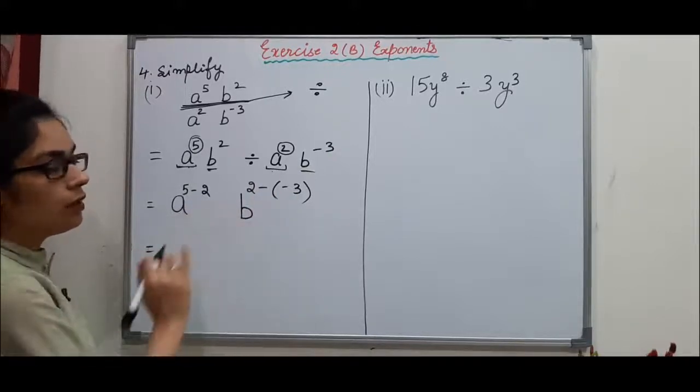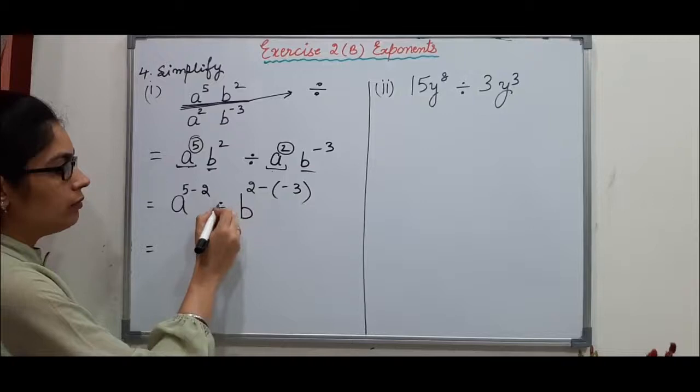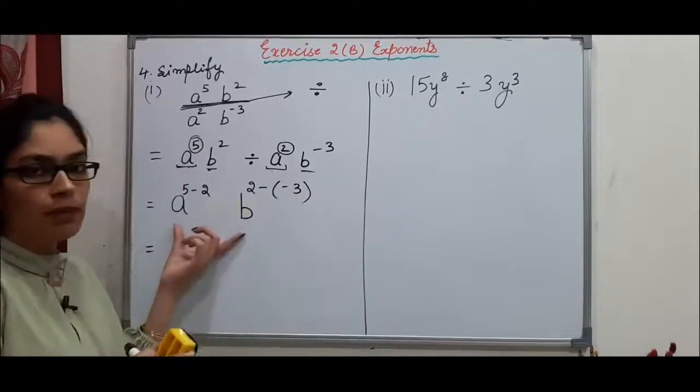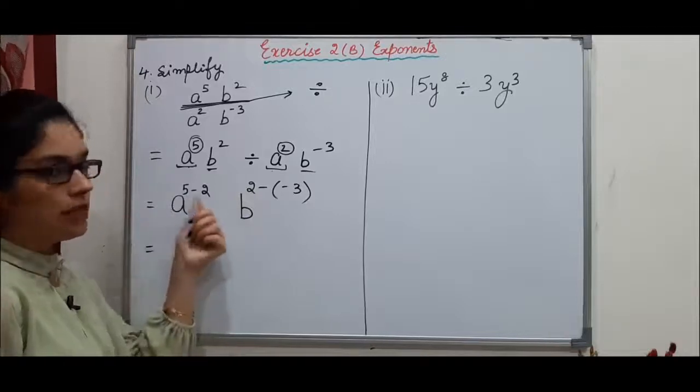Here in between don't write any sign, don't write division. No, we don't have to write any sign. Only A, B is required. Then we just have to apply the rules.